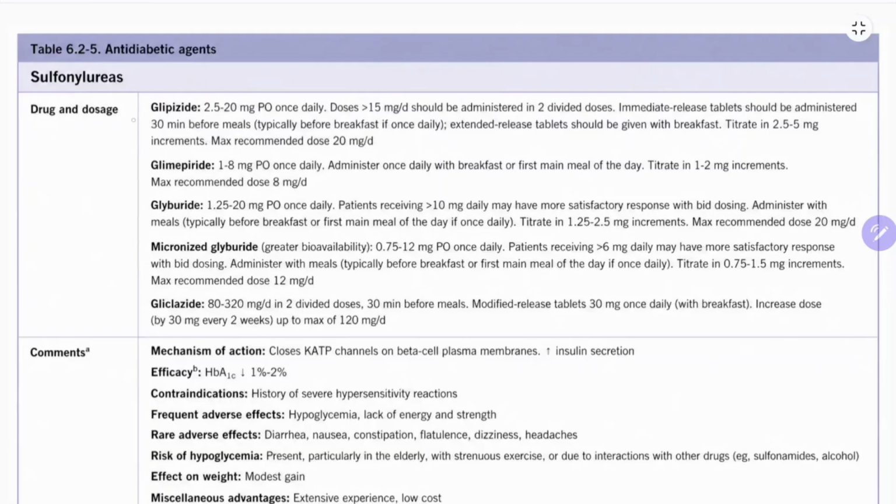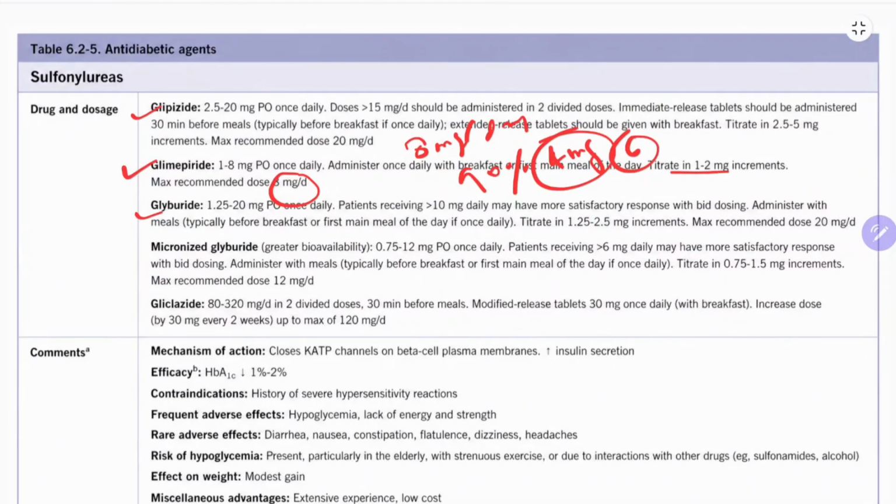So if you want to remember the dosage of this, I just explained. Glimepiride is used at 1 to 8 mg per oral once daily, administered once daily with breakfast or the first main meal of the day. Titrate in 1 to 2 mg increments. Maximum recommended dose is 8 mg per day. Remember one practical important point. Even though the maximum dose is 8 mg per day of glimepiride, 90% of the action of glimepiride is completed at 4 mg dosage only. This is a practical point to remember. So when you reach 4 mg, that means 90% of the glimepiride action is done. Okay. So no need to go for 8 mg. You can try up to 6 mg, but 8 mg is not good.